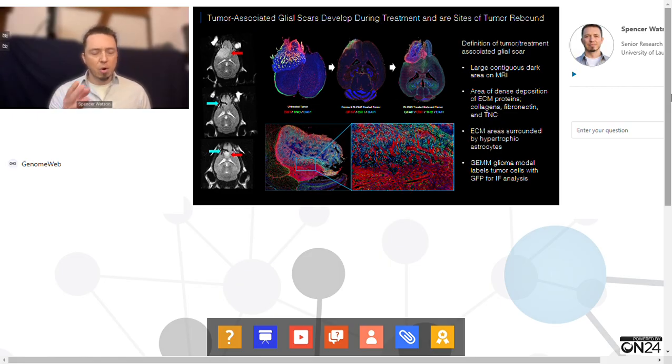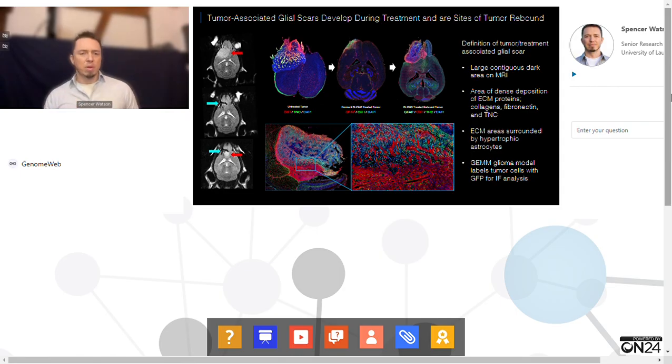We did correlative IF to try to determine what these structures were made of, and found that they were made of really dense deposition of ECM proteins, in particular collagen, fibronectin, and tenascin C. And these were bordered by, again, these hypertrophic reactive astrocytes.